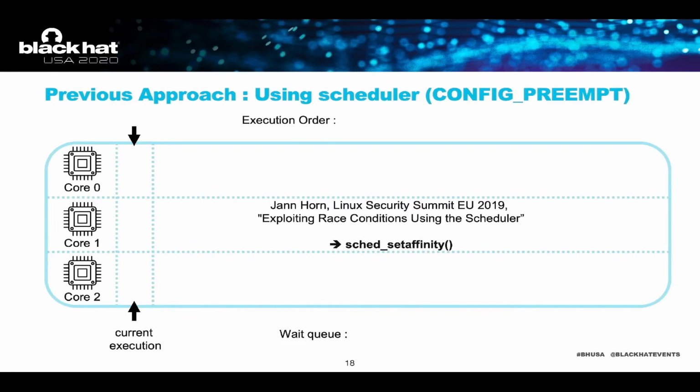The second method is using the thread scheduler of the kernel. For example, in the Linux kernel, where the config preempt option is enabled, context switching occurs even if it is operating in the kernel mode.